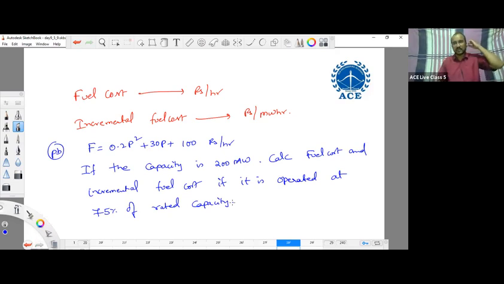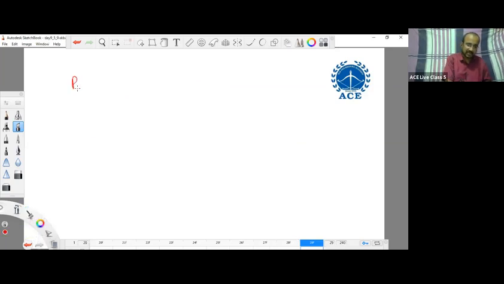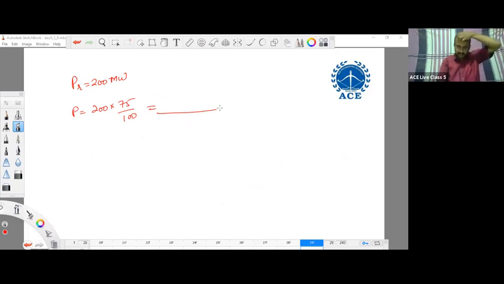This question was given in a previous exam. How do you calculate? What is the rated capacity given here? 200 megawatt. So what will be P? 75%, 200 into 75 by 100. How much do you get? 75% of that means 150. So it is operating at 150 megawatt.